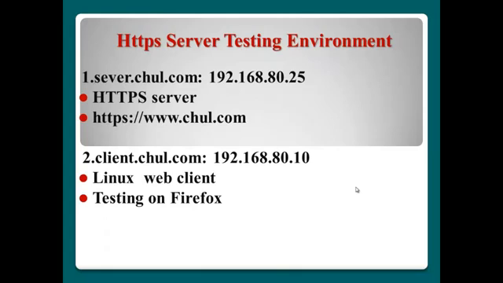In my case, right now, I have this kind of testing environment. The host name is server.chul.com and this will be the HTTPS server. And in the browser, I can see these contents using https://www.chul.com. And client.chul.com will be the client. This shows the host name and IP address like this. This one will be a Linux web client, and it will be used to test HTTPS on Firefox.